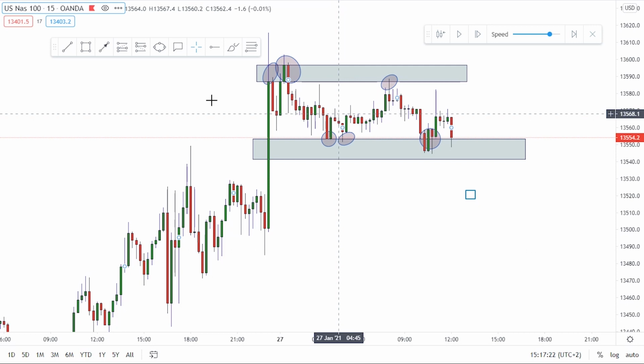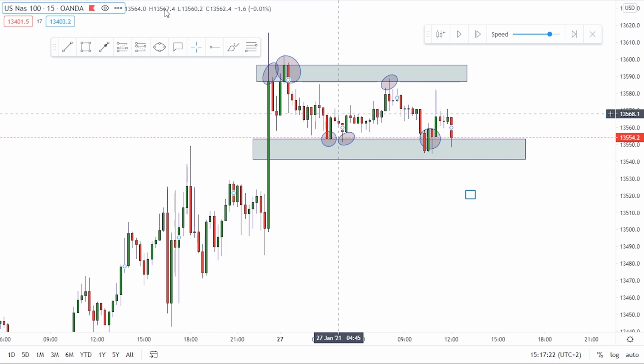So we're gonna be looking at Nasdaq on a 15-minute time frame. I'm actually gonna break down what I see, what's going on, and what I am going to be looking for when I take this trade. So let's see what's going on.